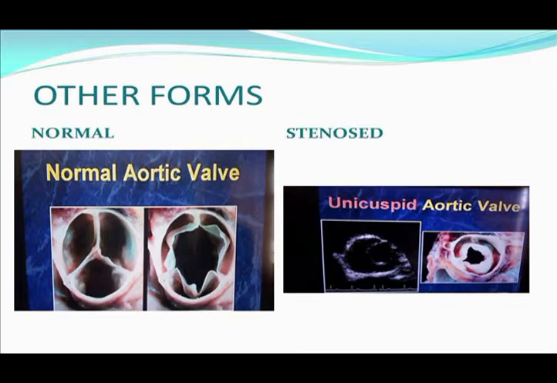Now, there are also other forms of abnormal aortic valve structures that we see, which we call congenital abnormally formed valves, whereby there's maybe only one leaflet, which we call the unicuspid aortic valve, or the bicuspid aortic valve. On this slide, we are comparing the normal to the abnormal. The abnormal on the right side is narrowed or stenosed, and it has only one valve leaflet.